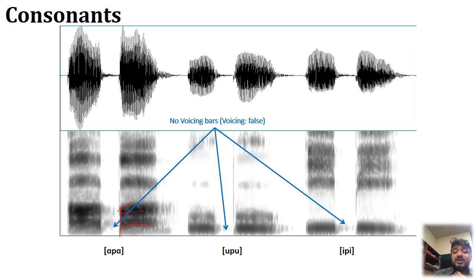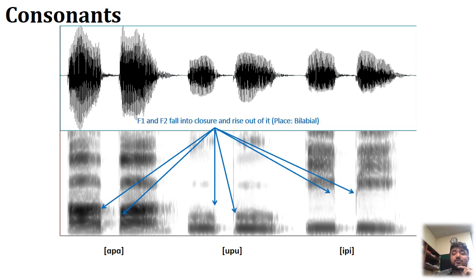If there had been noise here, and you'll see noise, it will be very clear, and it's also a very clear thing to see in the spectrogram. When you see noise here, it means there is aspiration. So instead of a ba, it's like a pa. Instead of a ba, it would be a pa. All right.